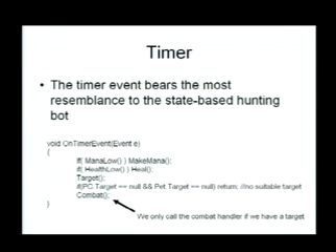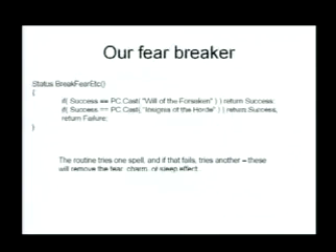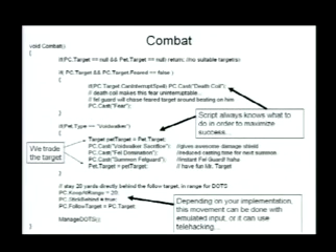On hostile events, I'll give you an example. If we just got charmed or feared, we immediately call the break-fear subroutine, just to give you an example of one thing we would be responding to. And our fear breaker simply casts Will of the Forsaken, and if that doesn't work, it uses the Insignia of the Horde trinket. Pretty simple. So now the guy that just tried to fear me or sheep me, whatever, I've now countered immediately and I'm ready to attack.